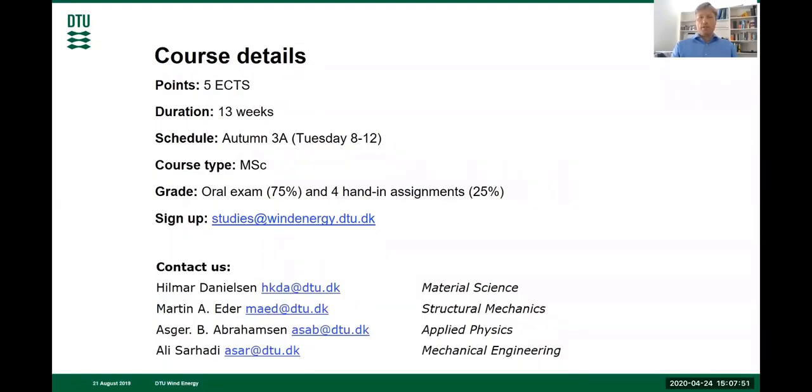Now to the course details. It is a 5 ECTS course at master level, and it will be held in autumn on Tuesdays between 8 and 12 on Lyngby campus. In terms of grading, the overall grade is split into 3 quarters, making up the oral exam, and 4 hand-in assignments, making up 1 quarter of the grade.